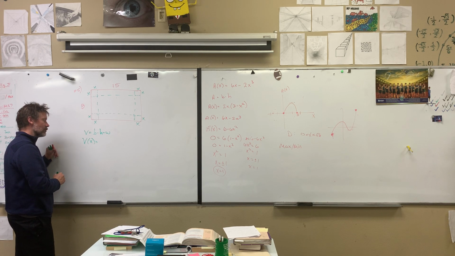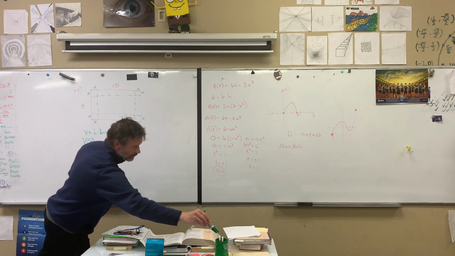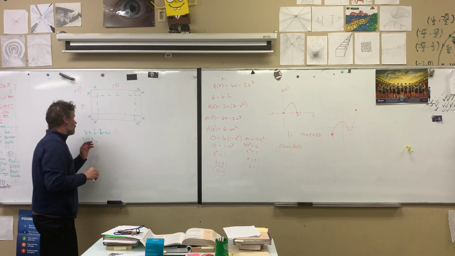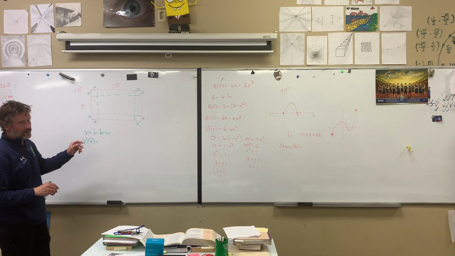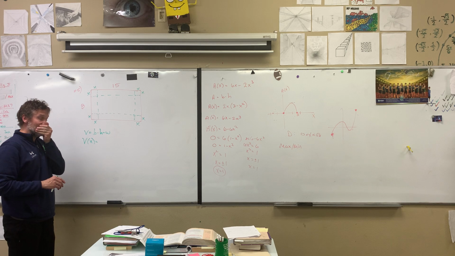So it will be V of x. That notation or terminology is important to understand. So V of x equals something for volume, which means I need my base, my height, my width, or my length, all in terms of x.